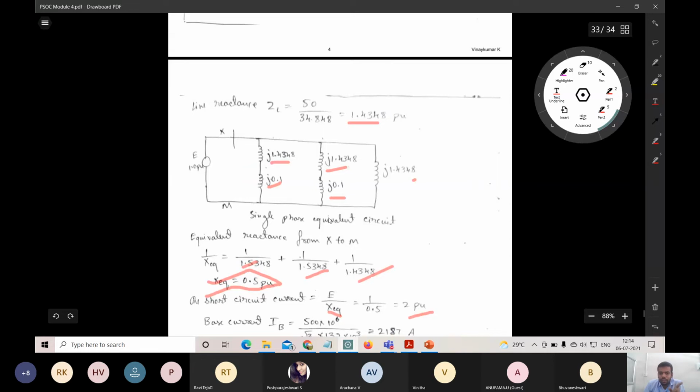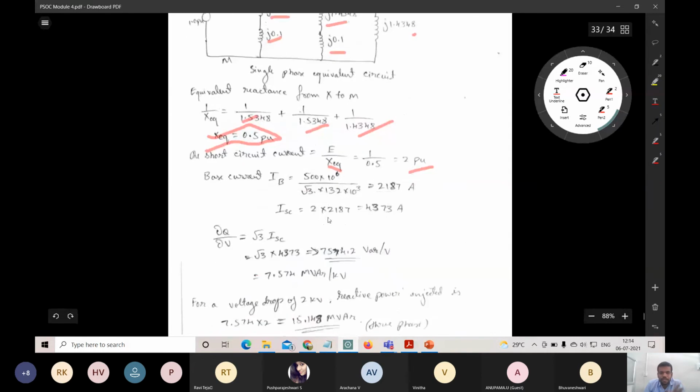Okay, so since we have selected the bus at 132 kV, we use the same 132 kV here in order to calculate the bus current. So short circuit current will be given by 2 into base current. So the real value will be equal to 2 into the actual value. That will be given by 4373 ampere.